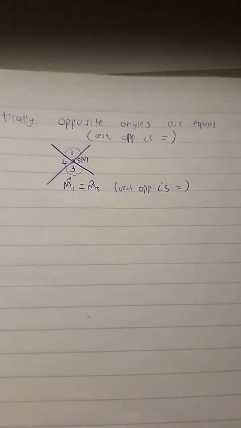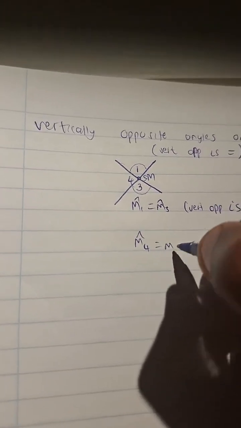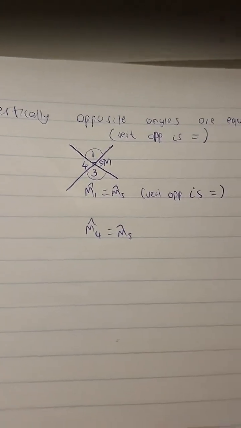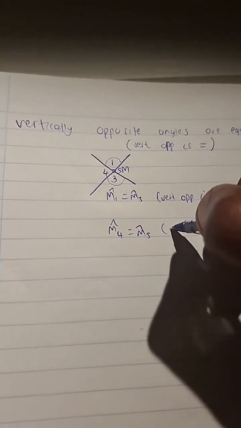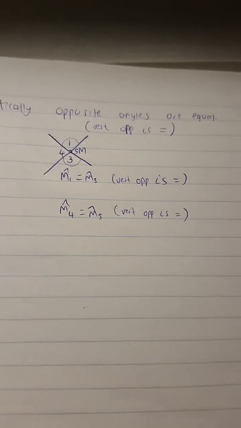And the reason that we state that they are equal is because vertically opposite angles are equal. Angle M4 and angle M5, they are also equal. The reason is vert op angles equal.